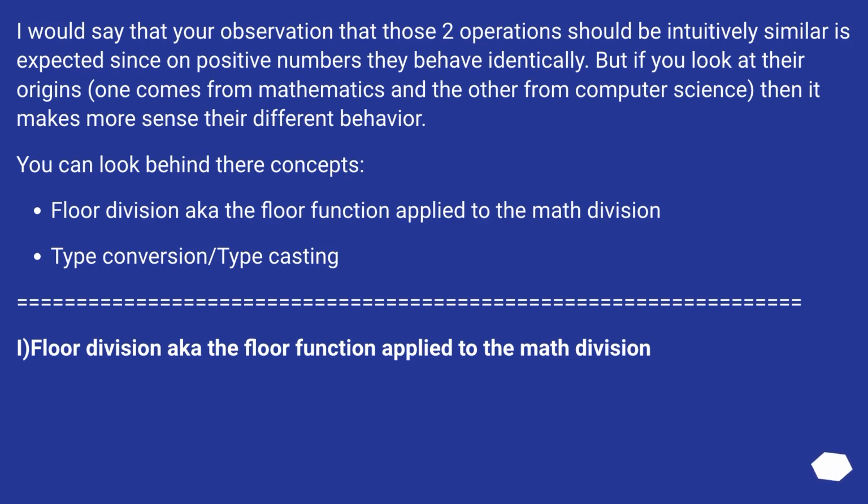I would say that your observation that those two operations should be intuitively similar is expected since on positive numbers they behave identically. But if you look at their origins, one comes from mathematics and the other from computer science, then their different behavior makes more sense. You can look behind their concepts. Floor division, aka the floor function applied to the math division. Type conversion / typecasting.